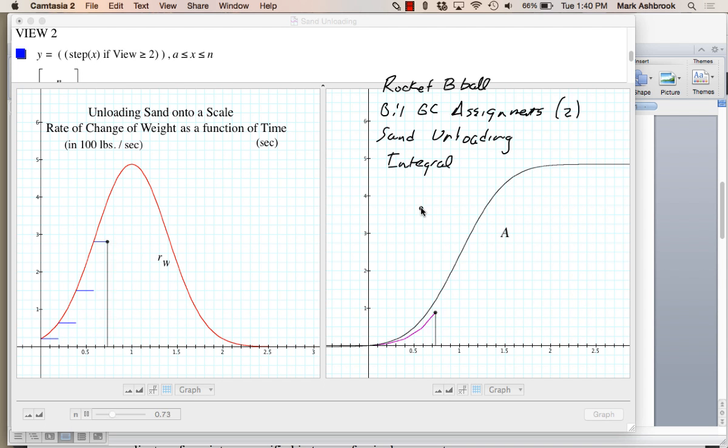So that will be the assessment on Thursday. We'll cover that stuff. All the math that led up to the sand unloading activity. Questions on that? That will be Thursday. What's that? Nope, it'll just be a paper.